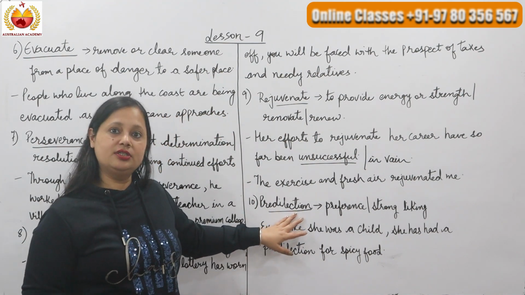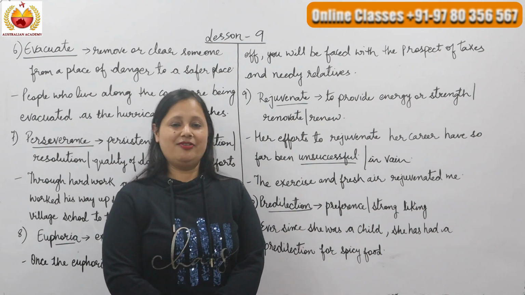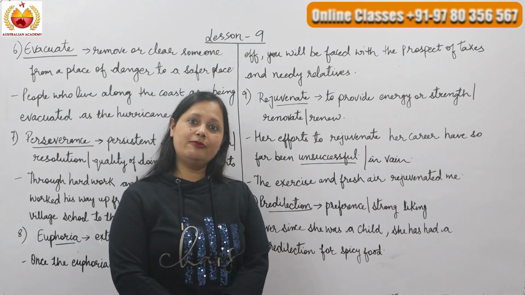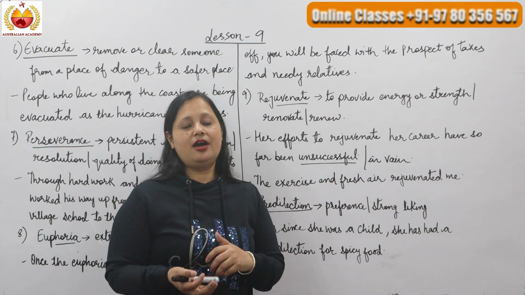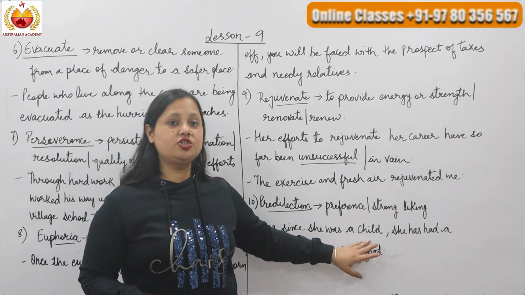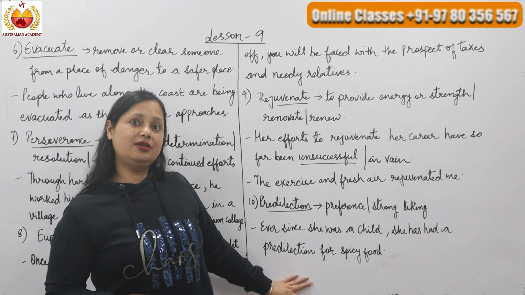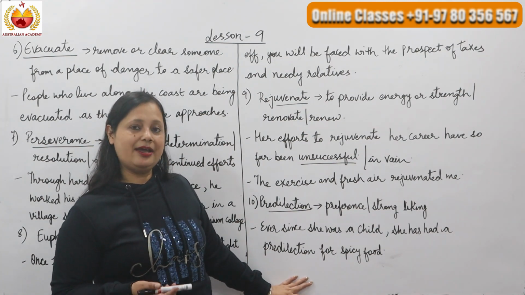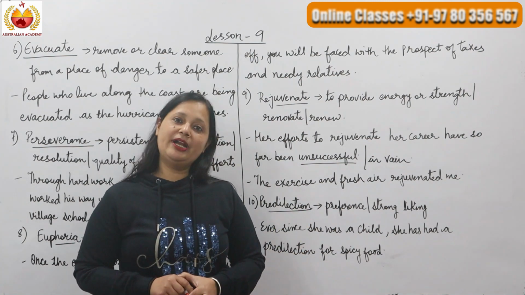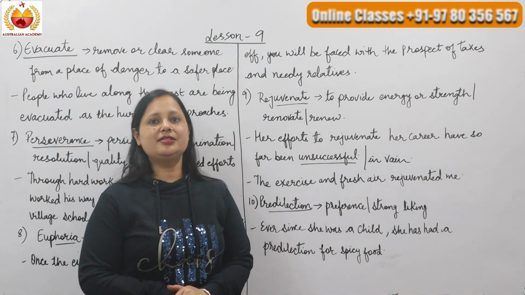The last is predilection. Predilection means preference or strong liking. When you say I am fond of watching movies, when you say I am fond of taking chocolates, when you say I am fond of taking coffee. So being fond of or having a strong liking towards something, having a preference towards something is predilection. For example, ever since she was a child, she has had a predilection for spicy food. Means from her childhood, she was always interested, she was always inclined towards spicy food. So that is a very beautiful word, that is predilection. Predilection is having a strong feeling or having a preference towards something.